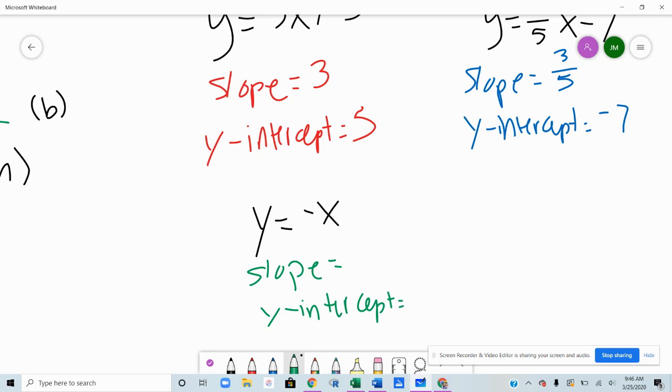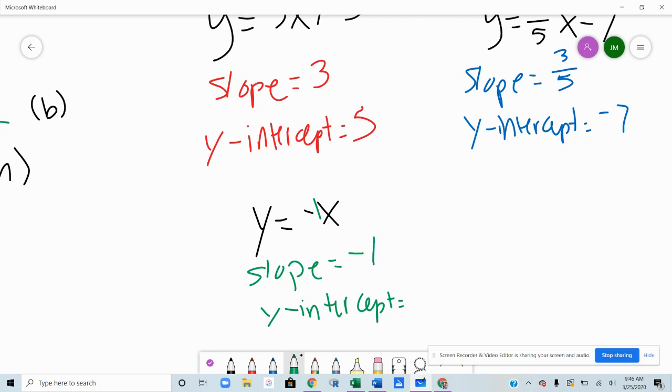Your slope is the number that's in front of x. So what number is in front of x? Well, right now I don't see a number. So what's the imaginary number that's there when you don't see it? 1. But paying attention to there's a negative sign, so your slope is -1.